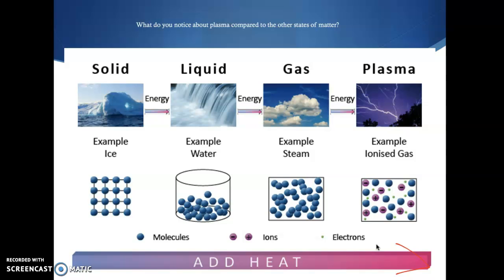So what do you notice about plasma compared to the other states of matter that you see? You have solids, liquids, gases, and plasma. As I look at what they look like, for solids, you have these blue things. Those are molecules, and then I look at plasma. I have molecules, ions, and electrons. So something special happens to plasma that is different from all the others, and it happens when I continue to add energy, or heat.